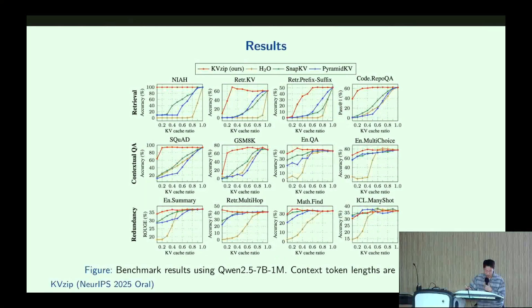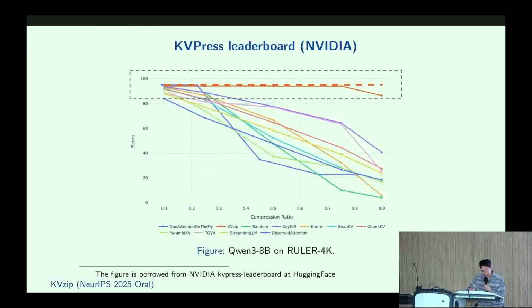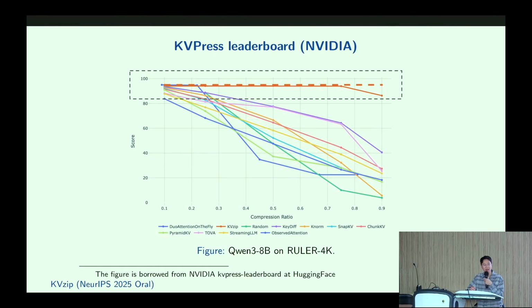So here are some results. For a variety of tasks like retrieval, question answering, and redundancy, this red curve compares against previous KV cache compression techniques, and we score number 1 on the KVPress leaderboard. KVPress is the open repository to compare different KV cache compression techniques.